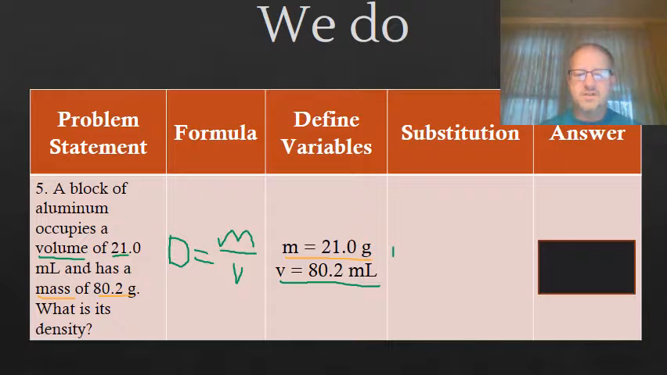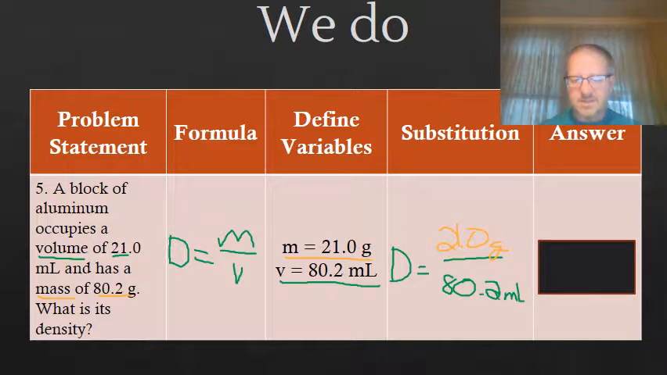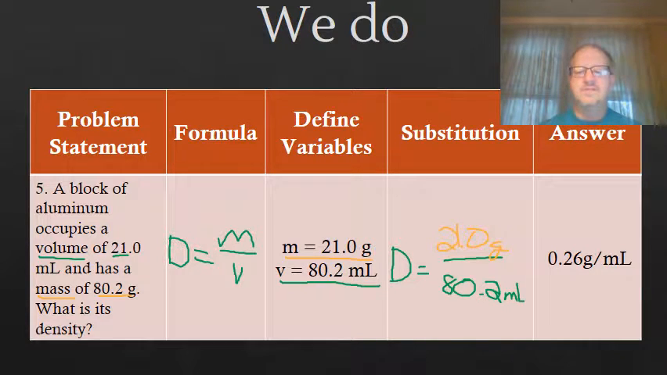So now we're going to substitute. 80.2 grams divided by 21.0 milliliters, and when we divide that out, it gives us 3.82 grams per milliliter. Alright, so now it's your turn.